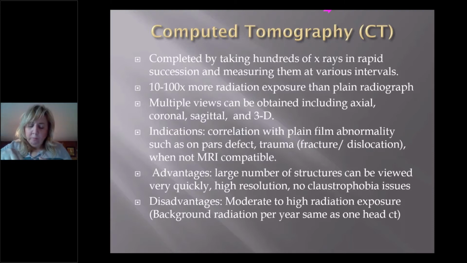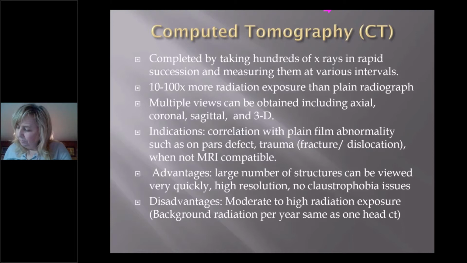As I said a moment ago, you can get axial, coronal, sagittal, and now 3D, which is really slick through CT. Well, what are some of the indications? You want to correlate with plain film abnormalities. Does this person really have a pars defect? Does this person have a trauma? Do they have a fractured spleen? What's going on? And yes, excuse me, larger organ, you can absolutely get some decent detail. However, it's not great for small soft tissue, and I'll get into that a little bit more here in a minute.